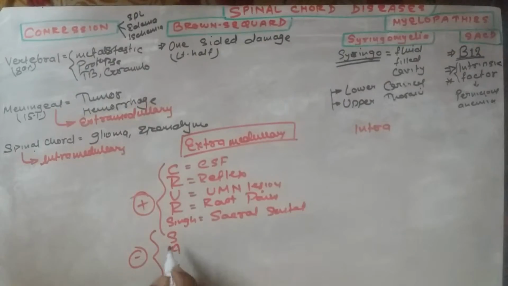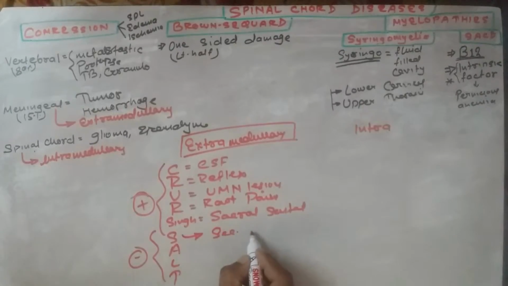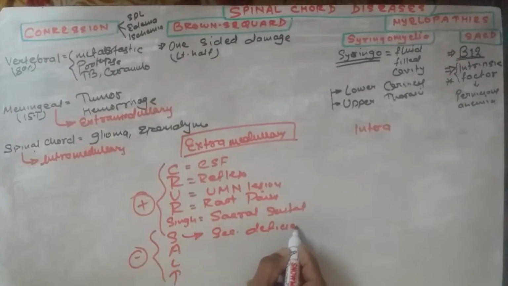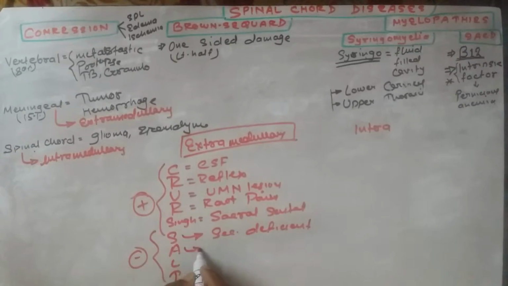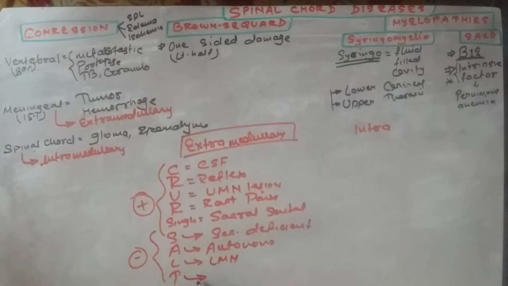The SALT portion is usually absent in extramedullary. SALT represents that the secondary deficit is very late and rare. A is for autonomic abnormality, which comes very late, and L is for lower motor neuron lesion, which comes late. The trophic changes in the skin also come late as a late manifestation.